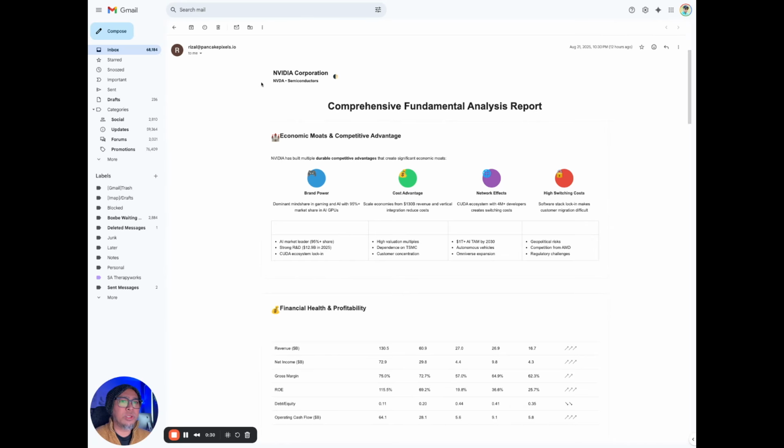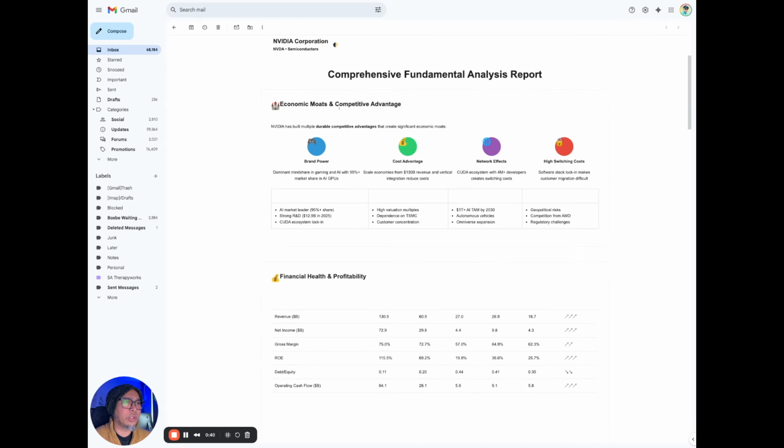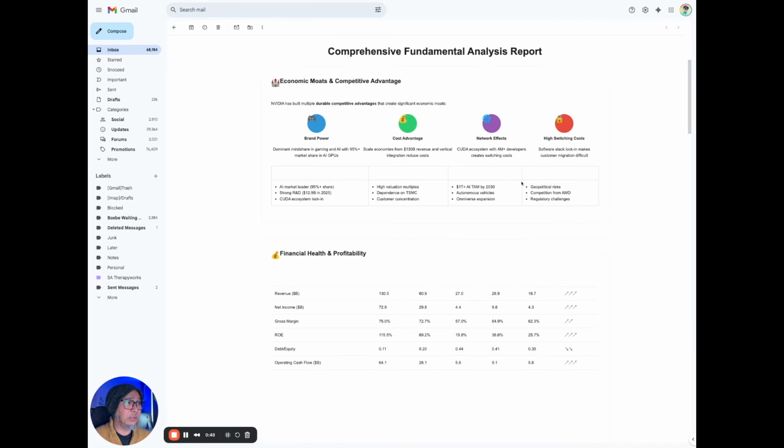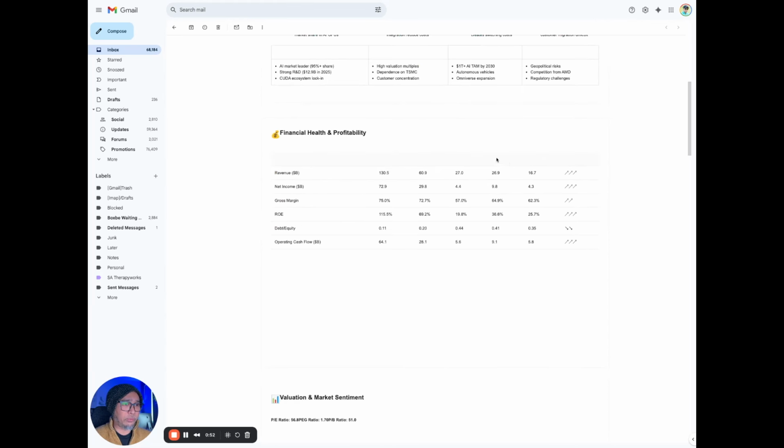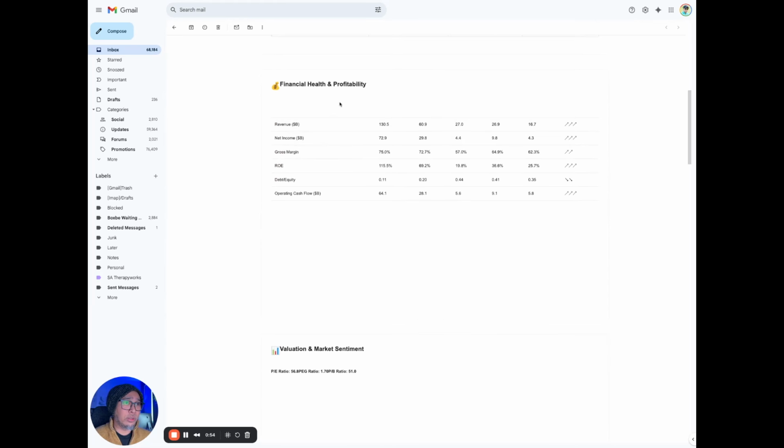So they will send you the NVIDIA, and then you will see the comprehensive fundamental analysis report. It shows you the economic moats and competitive advantage. It will break down for you all the most recent data that the system can find. Okay, the cost advantage, network effects, financial health and profitability is what we mentioned earlier.